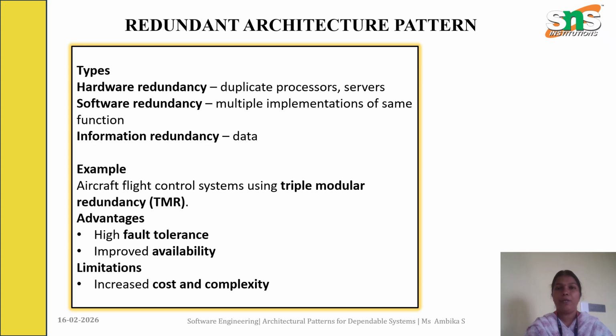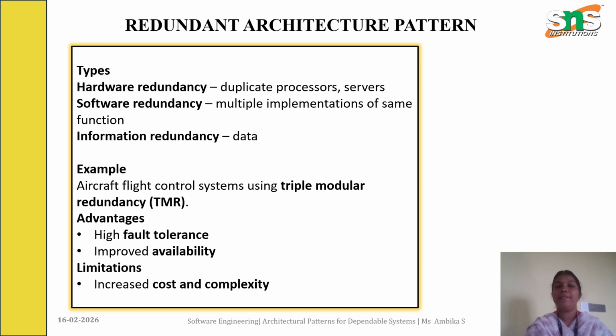Next comes the architecture pattern types. First, the redundant architecture pattern. There are three types of redundancy. Hardware redundancy mainly focuses on duplicating the processors, servers and so on. Software redundancy focuses on multiple implementations of the same function. Next comes information redundancy, which mainly focuses on duplicating the data.